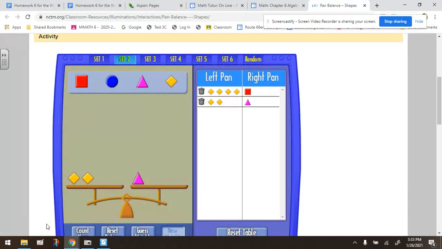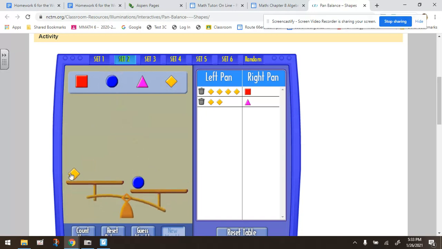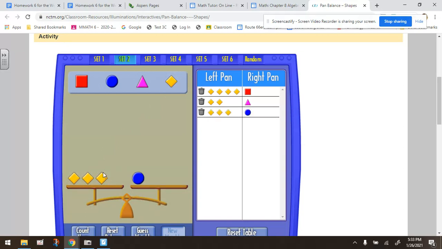How about let's do something with the circle? So we know that the diamond is probably the lightest thing. So how about we compare the diamond and the circle to see if we're still right? All right, again, it confirms that this is lighter than the circle because it's up. This is down, so gravity pulls. This is heavier. So let's add some diamonds and see if we can get it to balance out. So it's still not balancing out. All right, now it balances out.